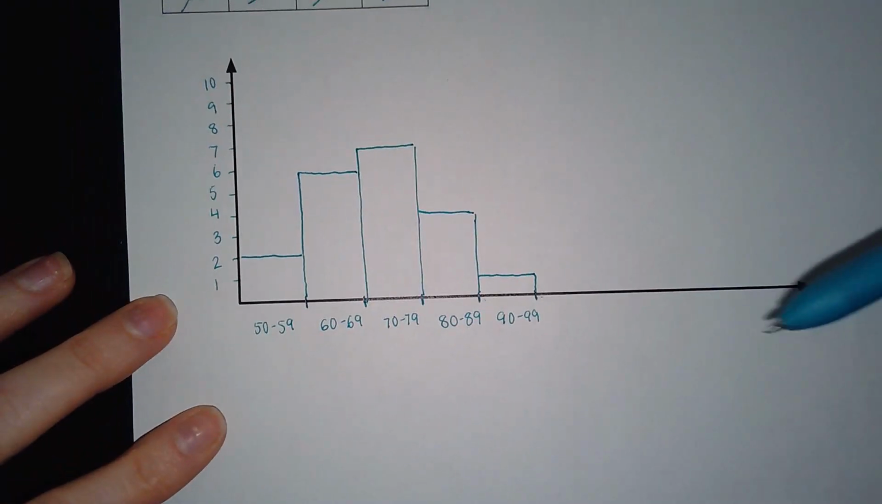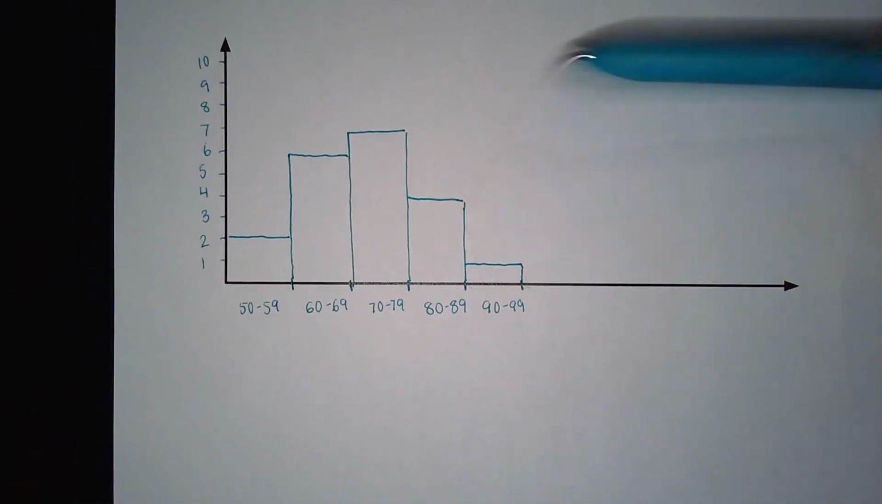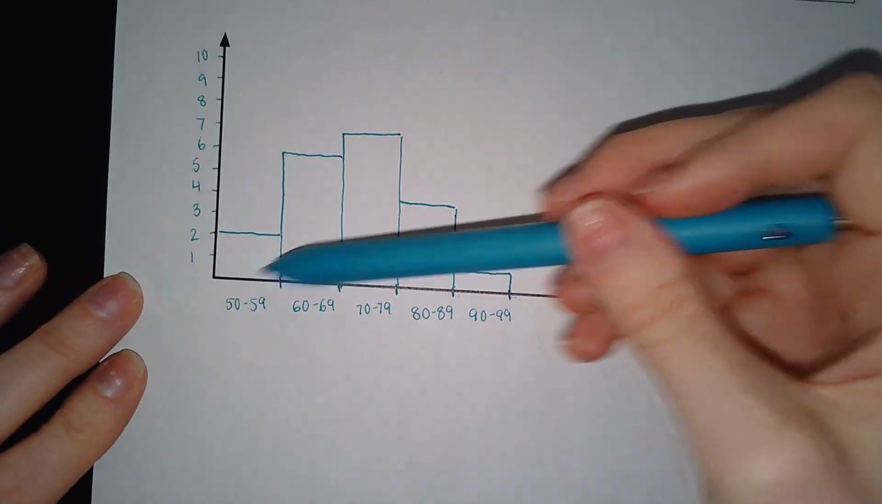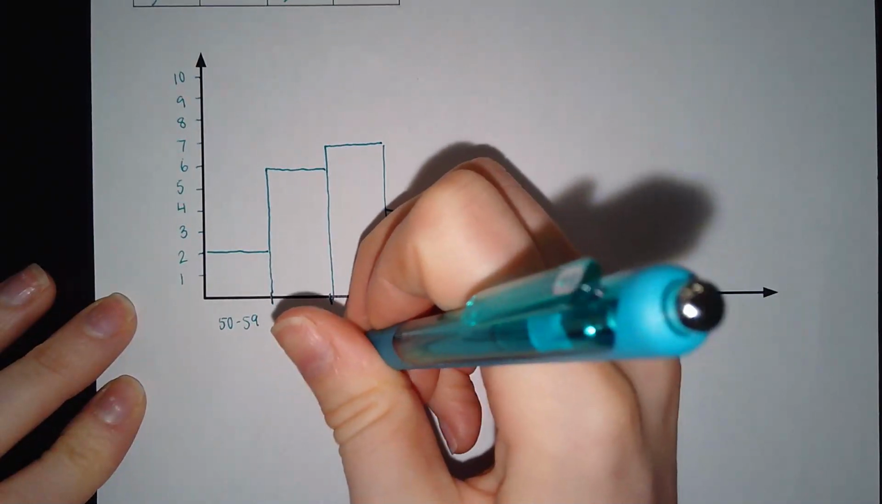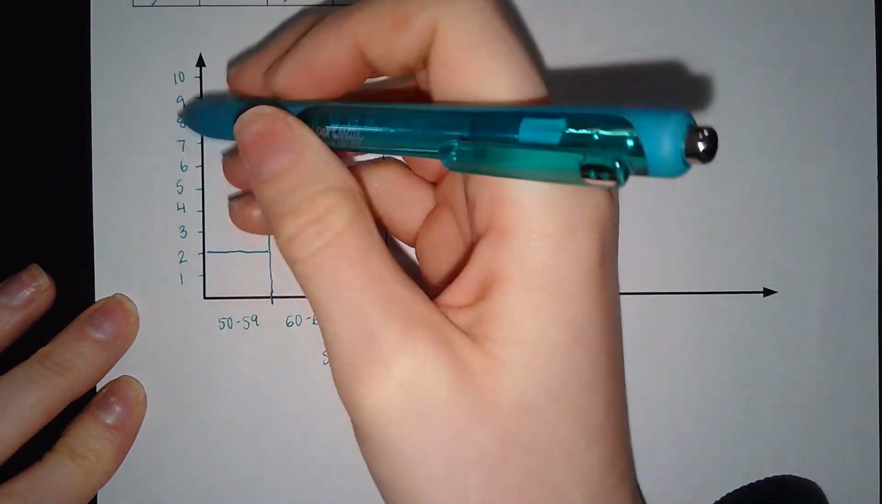So with your histograms here, I will be looking at how your intervals are labeled. You could label this as scores if we wanted, as well as our frequency, or our number of students.